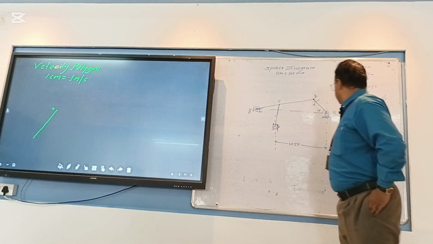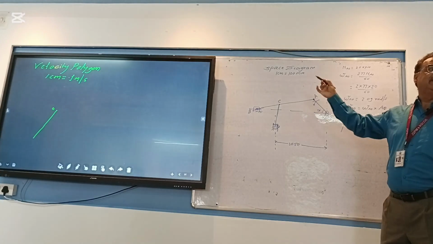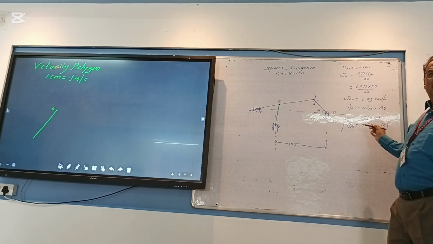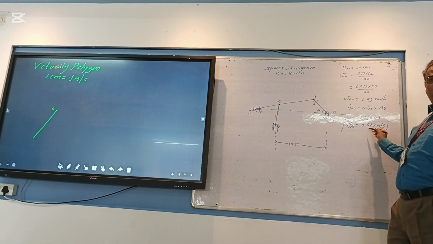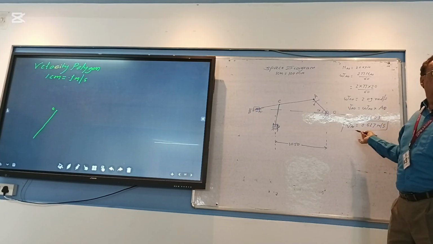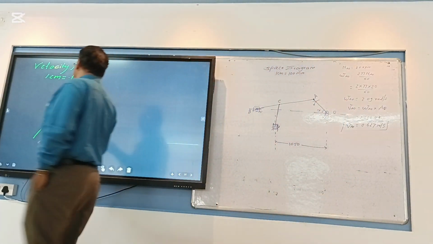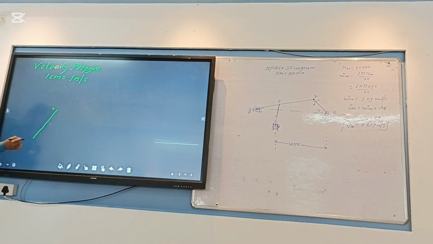OA का मैग्नीट्यूड मुझे मालूम है, आपने स्केल लिया है. If my 1 centimeter shows the 0.1 meter per second, what is the centimeter required for 0.627 meter per second? 6.27 सेंटीमीटर आएगा ना? Yes or no? So limit your perpendicular line to OA at 6.27 centimeter, and this point will be A. This is the line perpendicular drawn to OA. Hope you are getting.